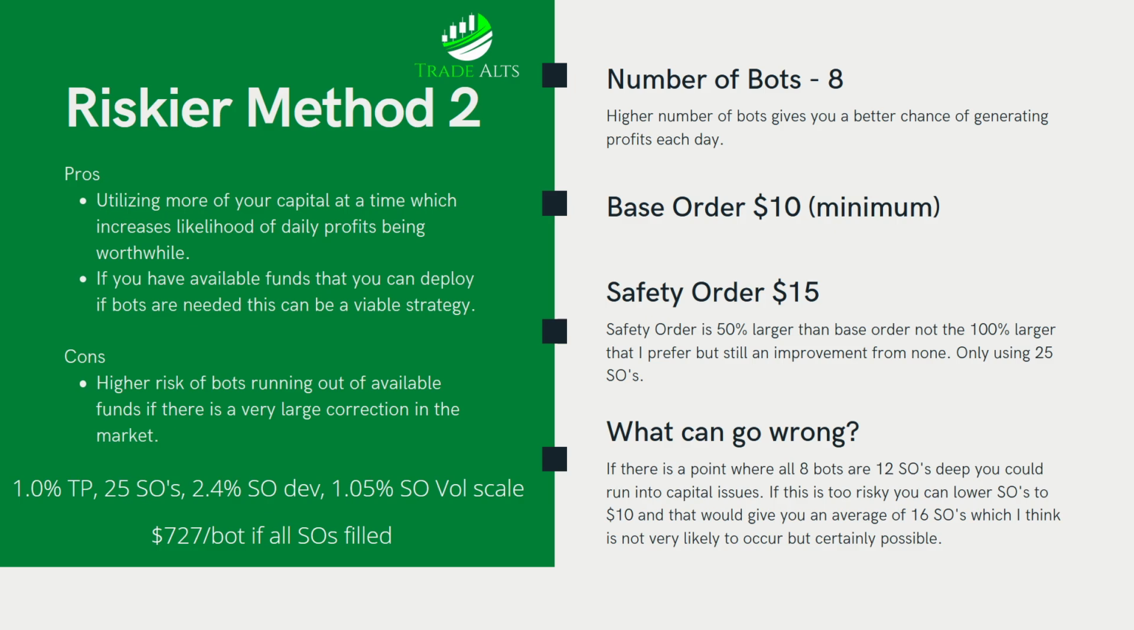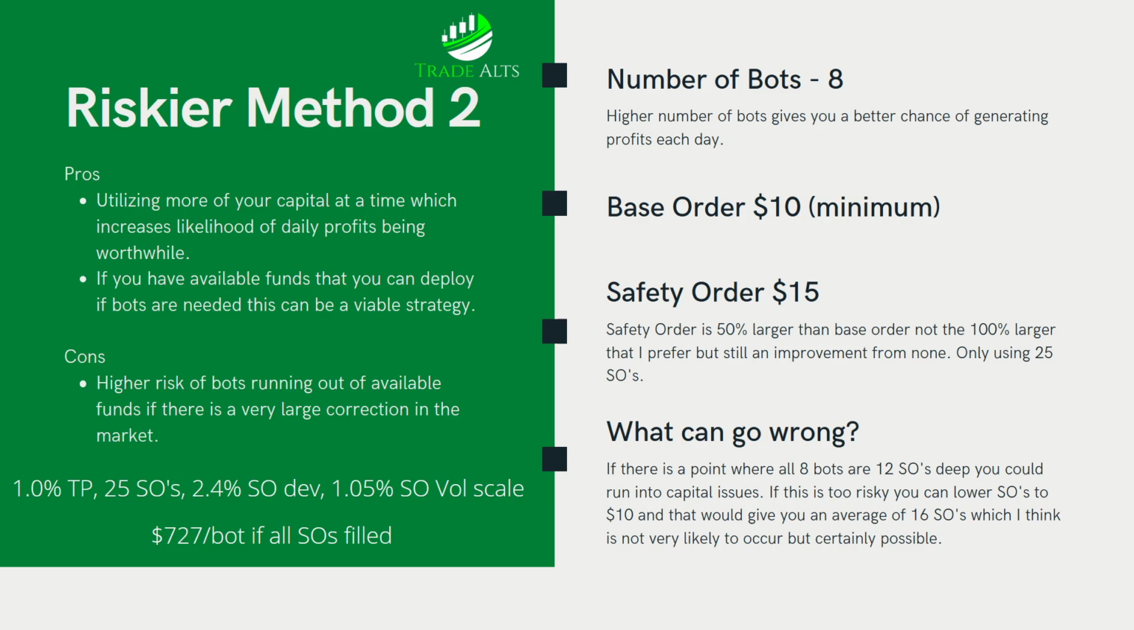So this is an important thing to understand. If there's a point where all 8 bots are 12 orders deep, so you see your safety orders are less. I think the previous example was 15. So you only have 12 safety orders deep on this one, you could run into issues. If this is too risky, again, you can lower your safety order down to the minimum, which is $10. And that would give you an average of 16 safety orders.